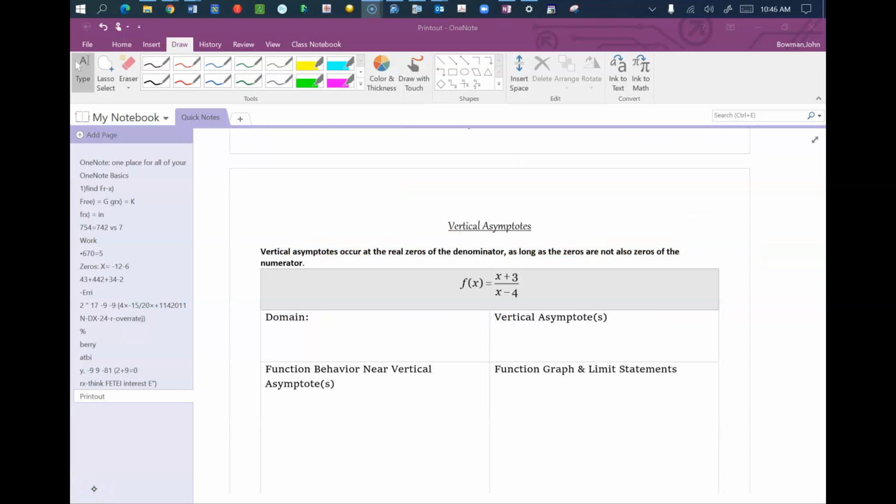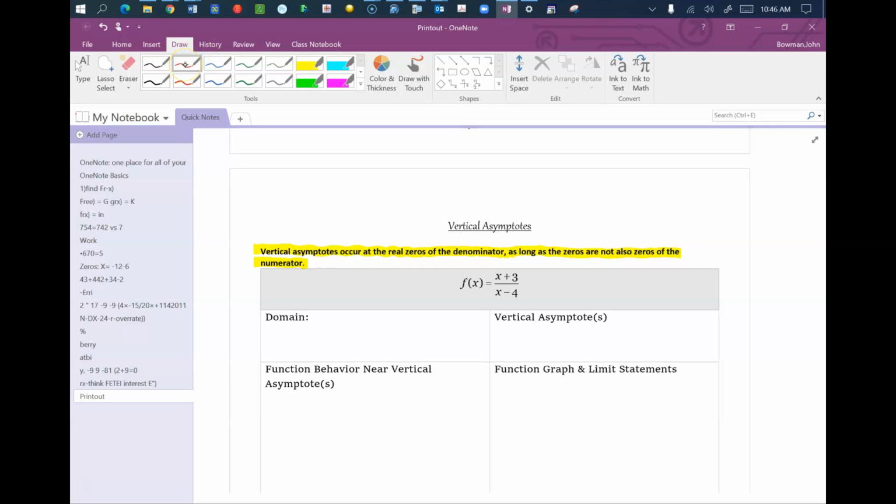So let's start our conversation about vertical asymptotes by talking about where they occur. Vertical asymptotes occur at the real zeros of the denominator, the values of x that make the denominator equal to 0, as long as they're real values of x, as long as they are not also zeros of the numerator. If they're zeros of the numerator and denominator at the same time, then we have something called a removable discontinuity.